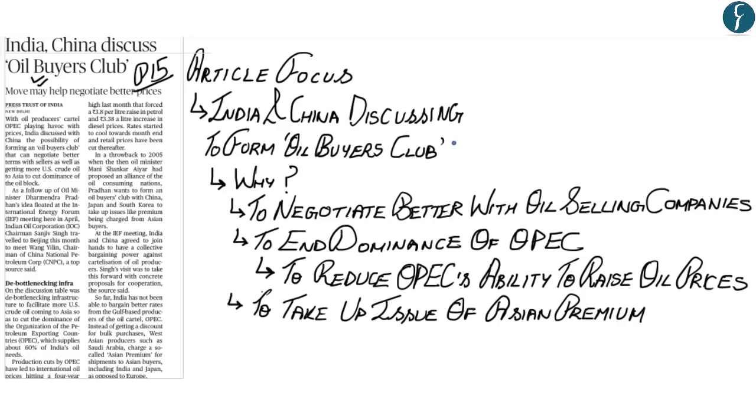So now hopefully up till here you understood the focus of this article, wherein India and China are discussing forming an oil buyers club, wherein the first reason as to why India and China intend to form such a club is so that they can negotiate better with the oil selling companies, wherein they intend to have a collective bargaining power so that they can negotiate a better price for purchasing crude oil. The second reason is that India and China intend to end the dominance of OPEC.